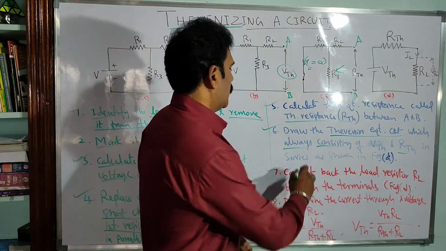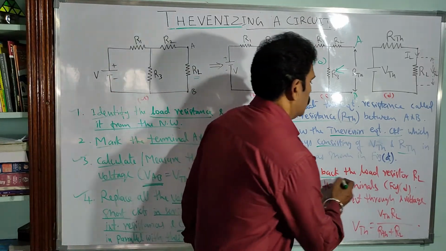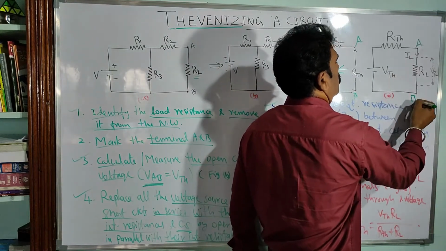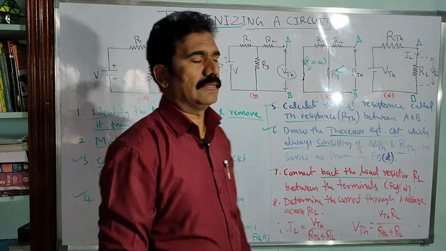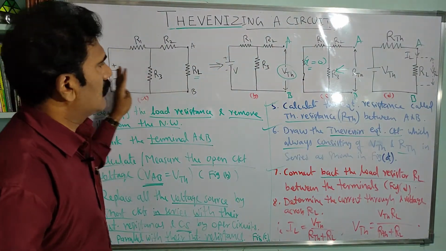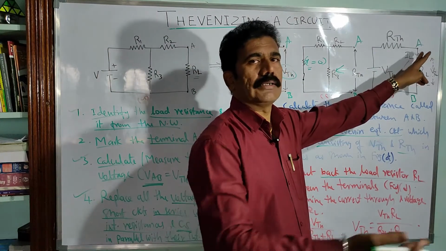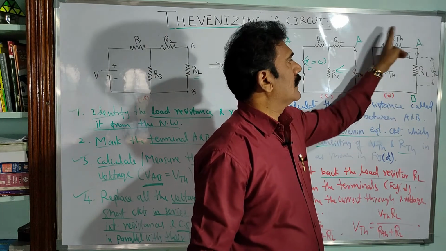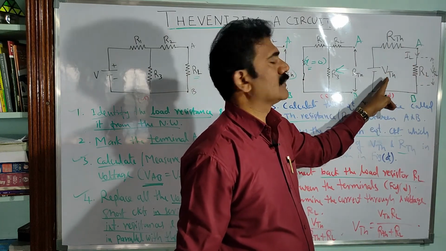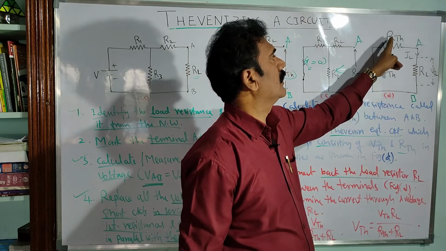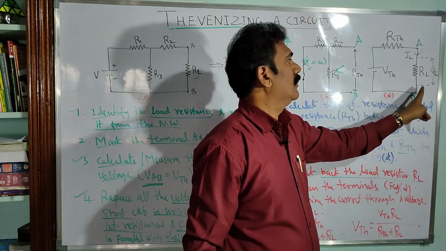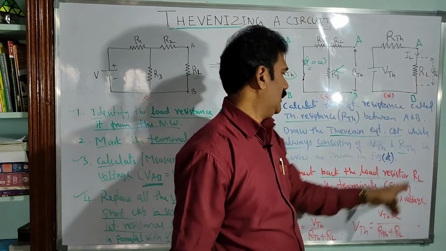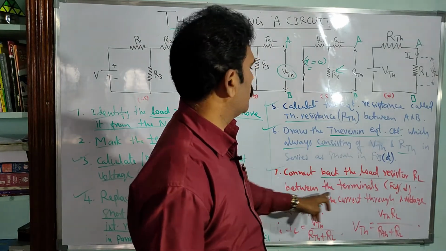Finally, connect back the load resistance RL across the terminals A and B. It was removed here, wasn't it? It was removed and we have followed all these steps. Finally RL should be connected back across the same terminals A and B. Then you will get a simple network consisting of only one voltage source, the Thevenin voltage source, the Thevenin resistance RTH, and the load resistance, to measure the current through and voltage across the load resistance. So connect back RL between the terminals as shown in figure D.